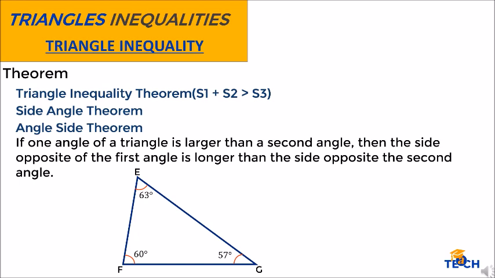So let me ask you, which among the three angles has the shortest opposite side? So it is the angle G, because this has the 57 degrees, which is the smallest angle among the three. So the opposite side, which is the line EF, is the shortest side of the triangle. That's it for our triangle inequality. Let's proceed to the next discussion.